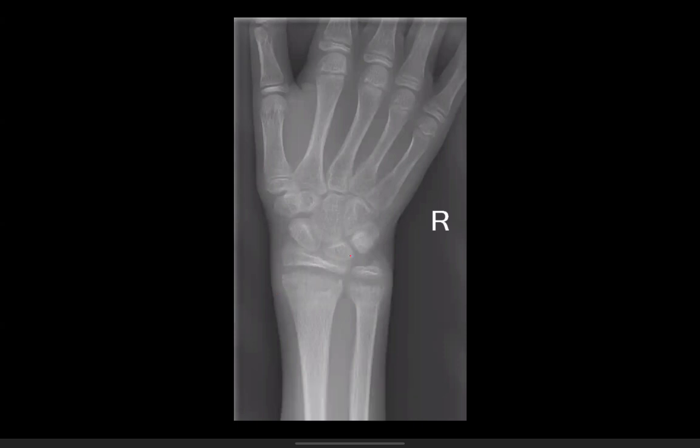Now, this is a slightly older child, which makes it look a little bit strange because we have a very wide physis, but we still have the classic triad of cupping, splaying, and fraying of the metaphyses of the long bones. So the wrist is often where you see this, also the knee.